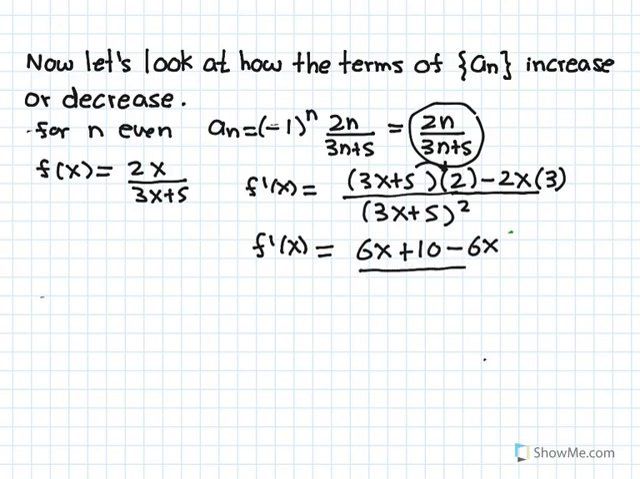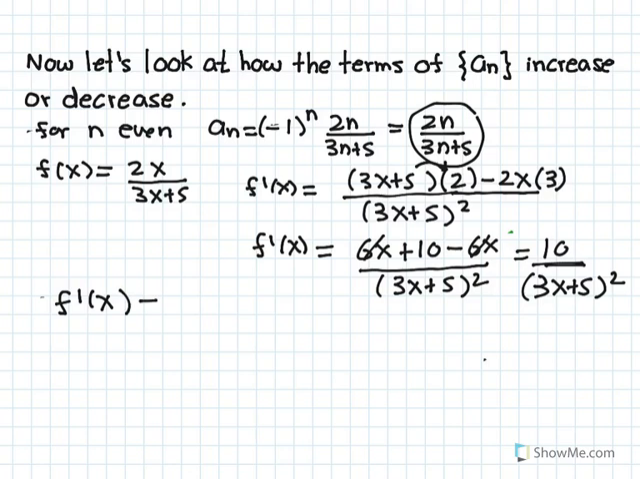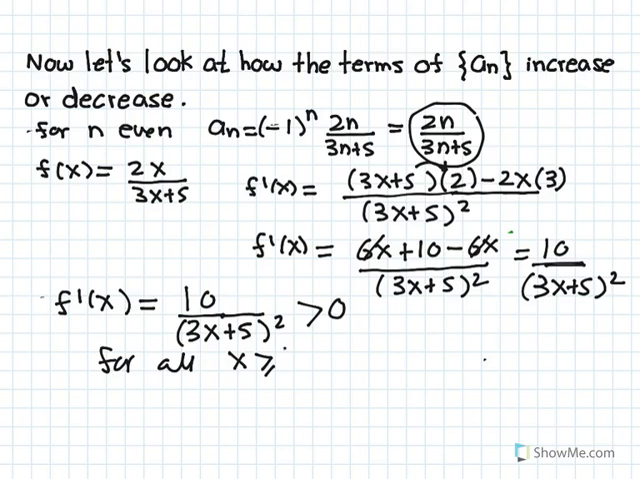This 6x cancels out, we have 6x minus 6x. So the derivative comes out to 10 divided by (3x plus 5) all squared. Now it's clear that the derivative is positive. f prime of x is equal to 10 divided by (3x plus 5) all squared, which is larger than 0 for all x larger or equal to 1. That means the sequence is going to be increasing.